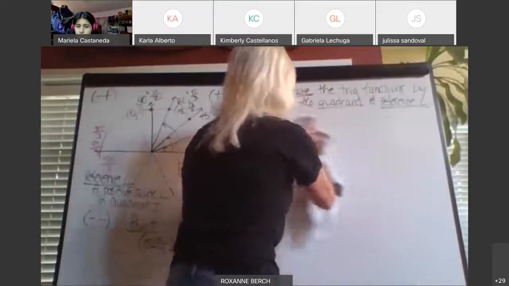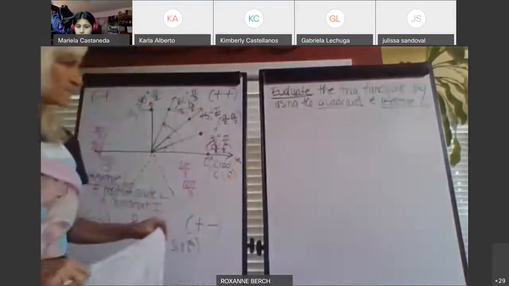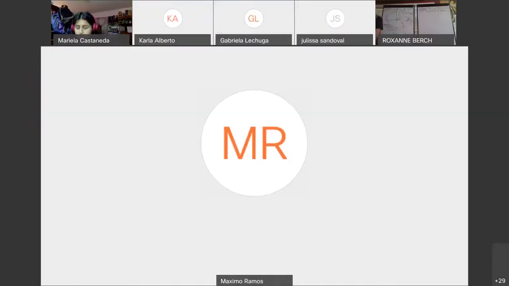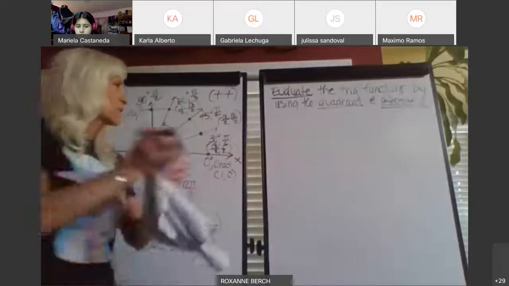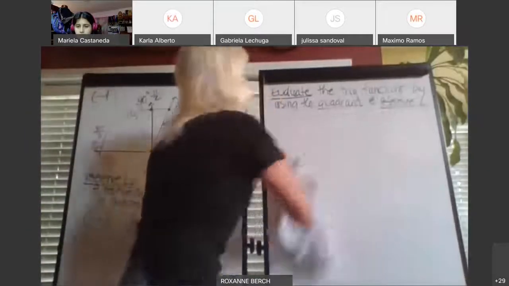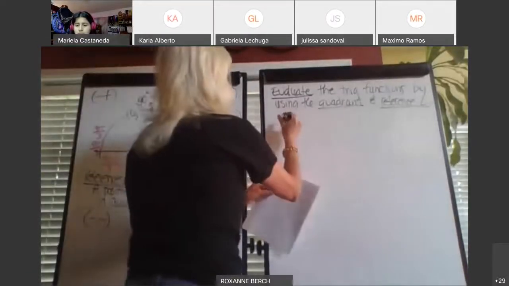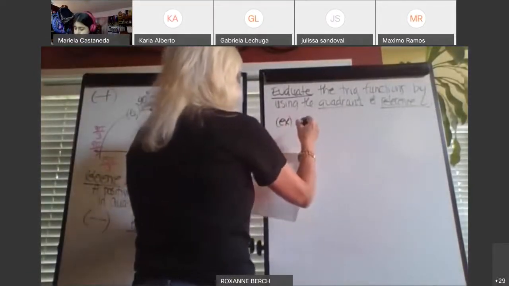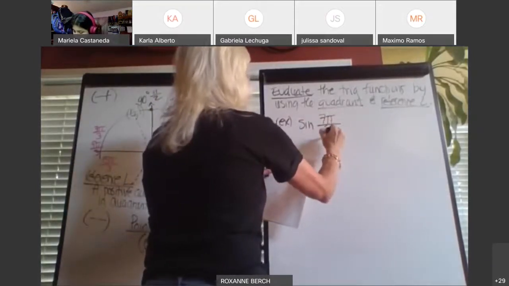Ms. Birch? Yeah. I'm kind of confused on the second step of the evaluate. Okay. All right. How about I'll do another problem, since I already erased it. You can look at it. So I'm going to do another radian problem. This time we're going to look at sine of 7 pi over 6.